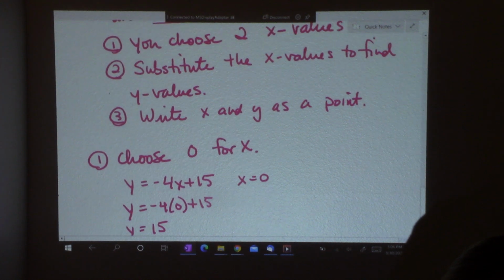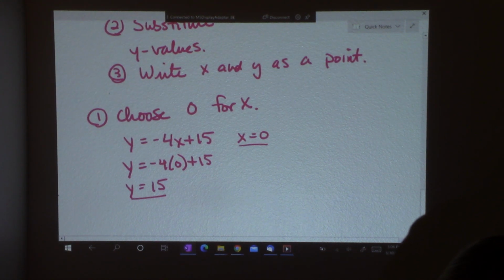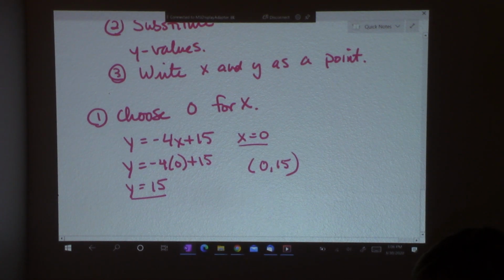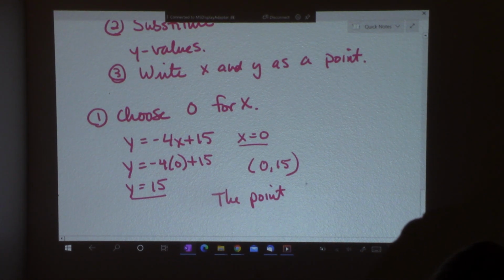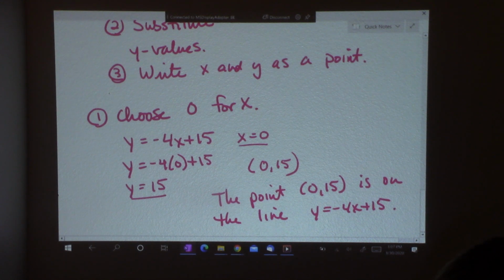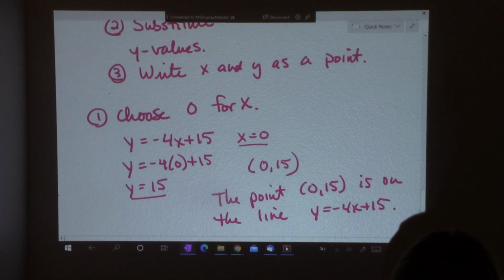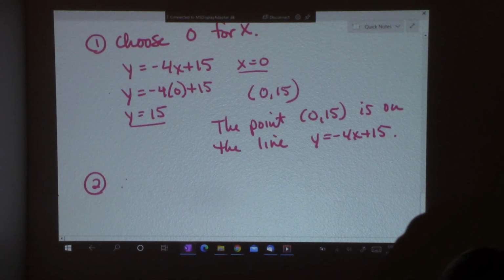Now, I've got x and I have y, and then I'm going to put them together as a point. So one solution to my function y equals negative 4x plus 15 is 0 and 15. That means the point 0, 15 is on the line y equals negative 4x plus 15. Now I found one point, so I'm going to do the other one.